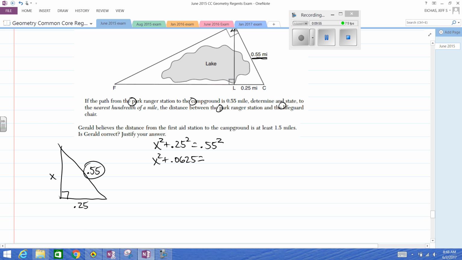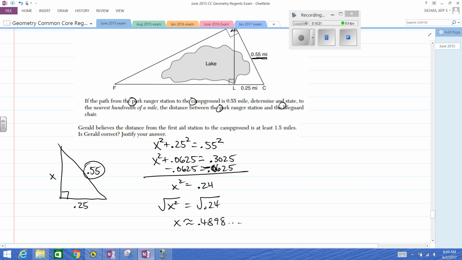And what do we have here? This is 0.3025. We'll subtract, and x squared is 0.2400. We'll square root both sides to get rid of the squared. So this is just simple algebra. All right, we're at 0.4898 and so forth. Nearest hundredth of a mile, so it's going to kick us up to 0.49. So I'm going to write down P to L is 0.49 miles.